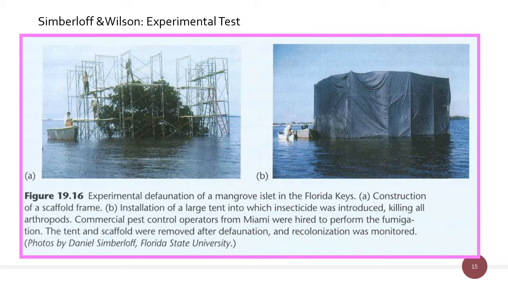And then he looked at the immigration of new species onto those islands, and he got to the point where you had a constant number of species on the islands, but you constantly have composition changing. So species of insects on the islands, some would disappear and new ones would come. So he had significant evidence that this process was working on these small mangrove islands.